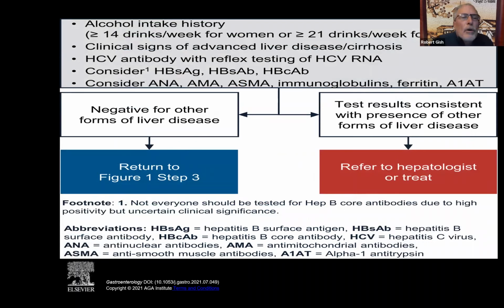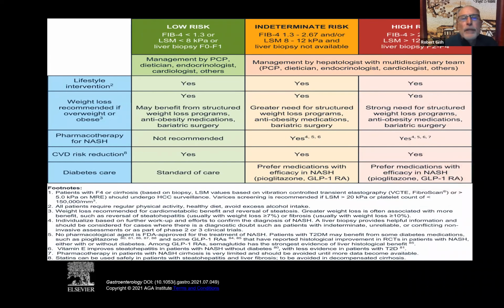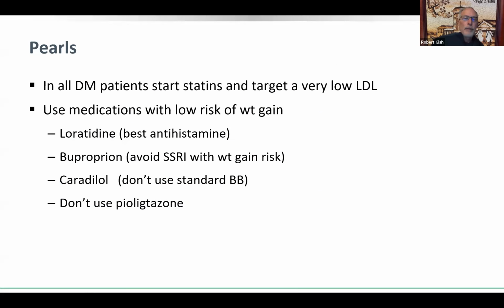Take a good history on alcohol, order a PEth test, make sure hepatitis C and B panels are negative, hepatitis A is negative, autoimmune workup only if the globulins are elevated or the enzymes are in the 200 to 300 range. Really elevated, definitely got to do that autoimmune assessment. We came up with this low, intermediate, and high risk in a tabular format, including lifestyle intervention, weight loss, pharmacotherapy, cardiovascular risk reduction, diabetes care, made easy with our new algorithm.